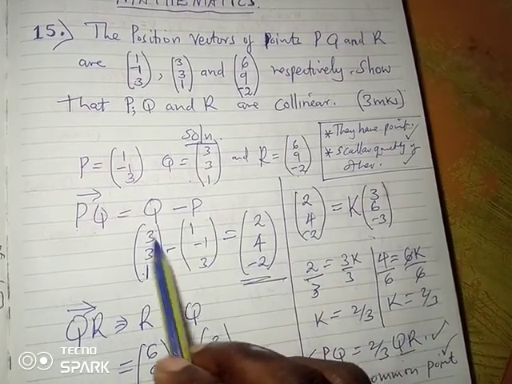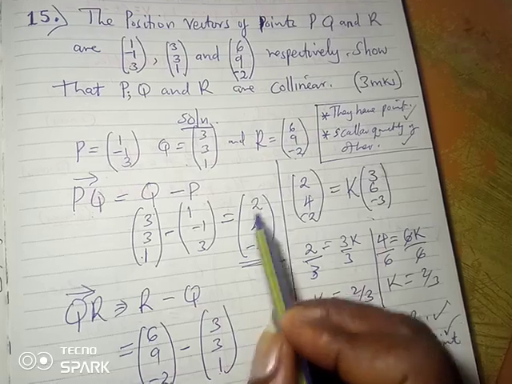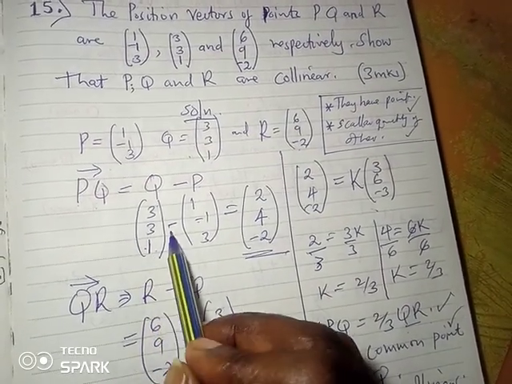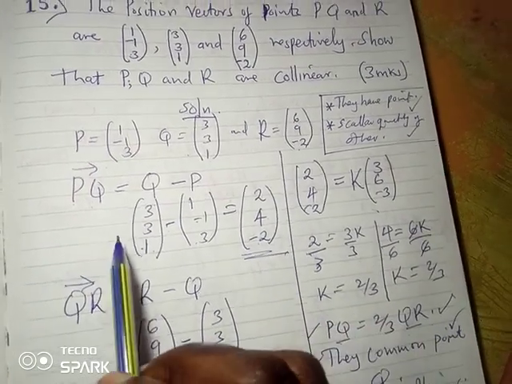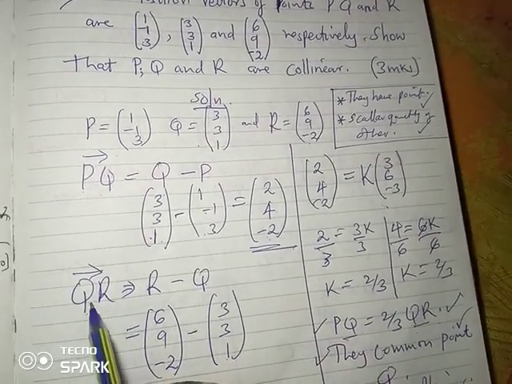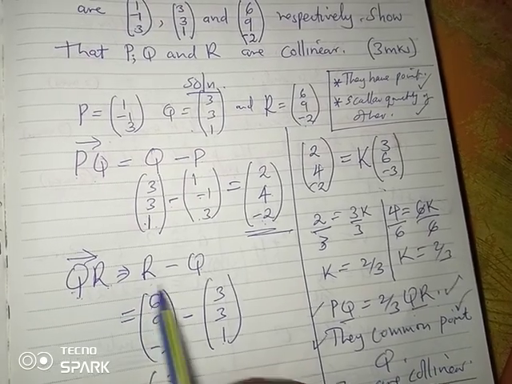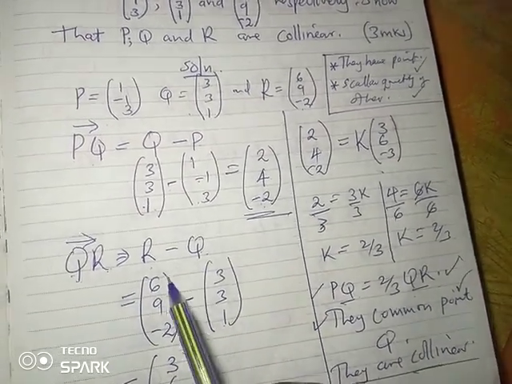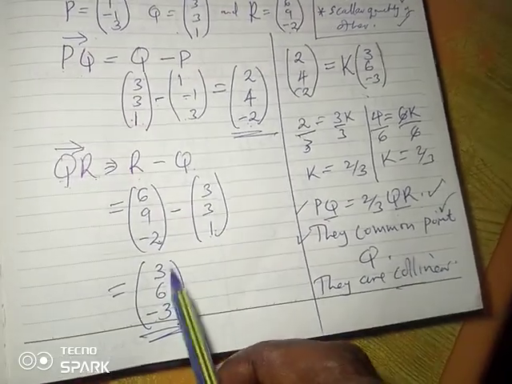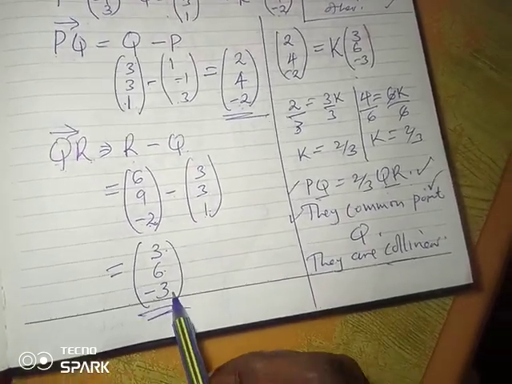We know how to subtract vectors: first element from first element. So 3 minus 1 is 2, 3 minus -1 is a plus, so 3 plus 1 is 4, and lastly 1 minus 3 is -2. So the column vector representing PQ is (2, 4, -2). Now I choose points of my own choice again. I've chosen QR. How do we get QR? Just like PQ, it is the position vector of R minus that of Q, and therefore (6, 9, -2) minus (3, 3, 1). 6 minus 3 is 3, 9 minus 3 is 6, and finally -2 minus 1 is -3.